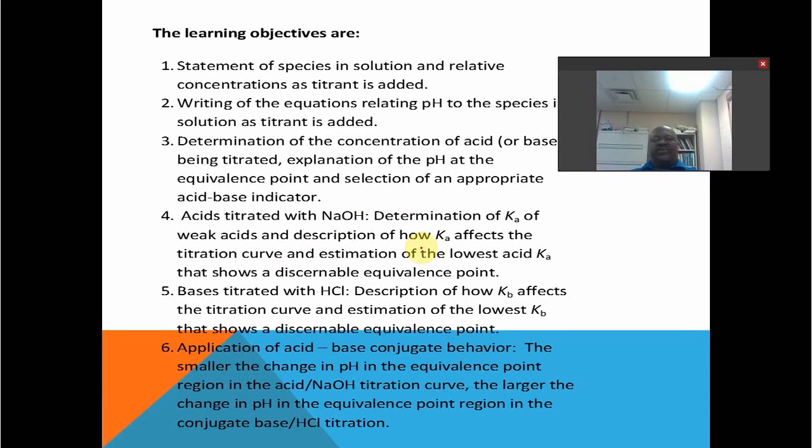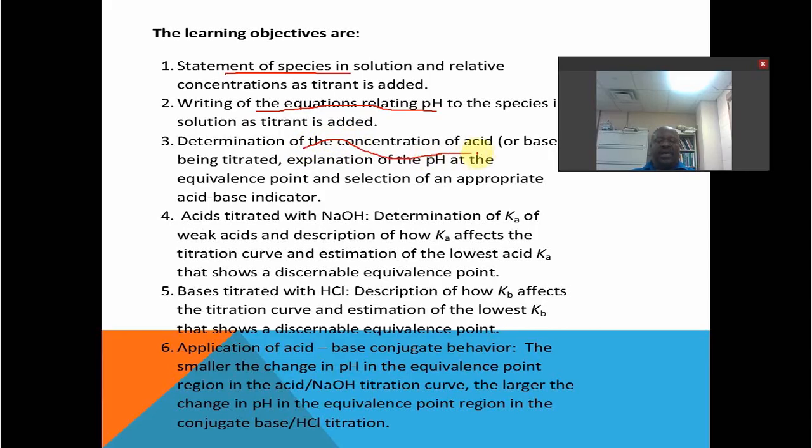All right, so what are we looking for? As we do titrations, we want you to be able to specify the species in solution at various points in the titration and be able to describe the relative amounts. This is more than that, this is equal to that, and so on. And then we want you to be able to write the equations that define the pH. The equation will either involve H plus, pH itself, or the OH minus.